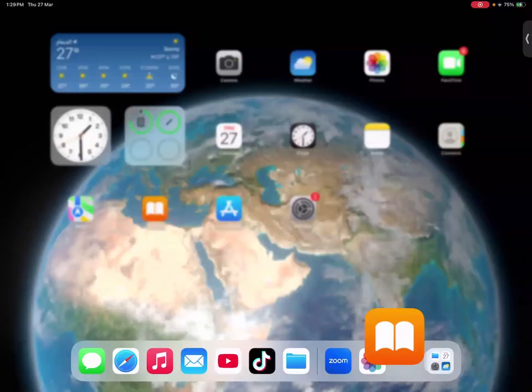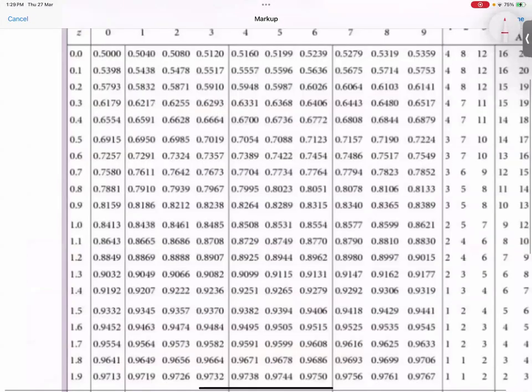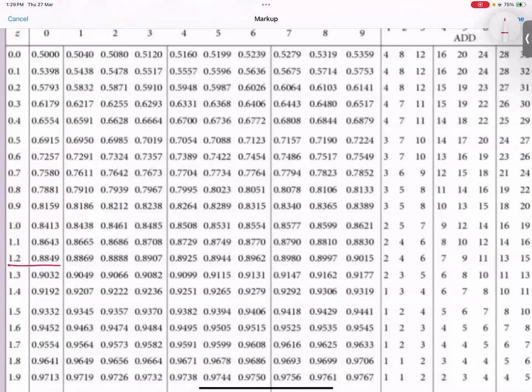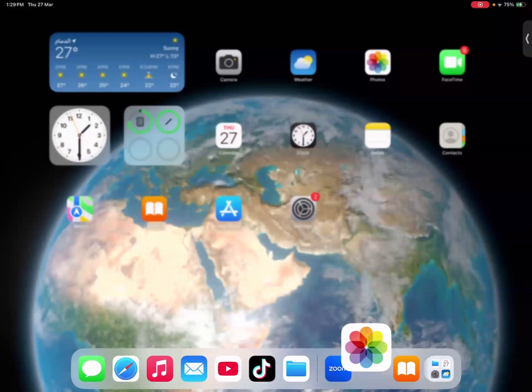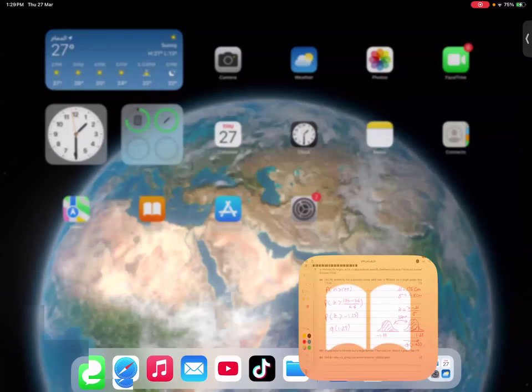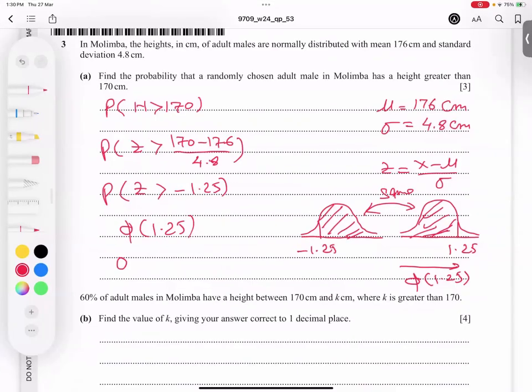If I go to the table and find 1.25, 1.2 here and 5 is available, so 0.8944. I'm writing here 0.8944, but we need 3 significant figures, so we don't need the last digit. 0.894 is our final answer.